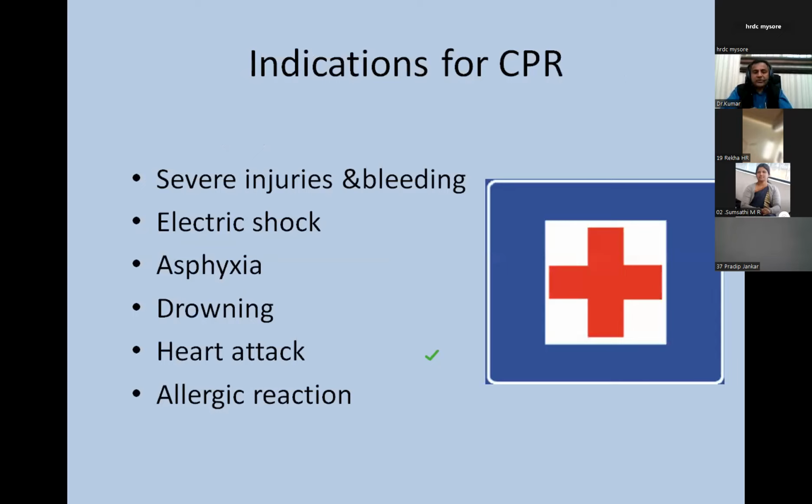Any person who is severely injured, bleeding, unconscious, and not breathing after a road accident, a building collapse, or an earthquake requires CPR. A person who is not conscious and not breathing after an electric shock requires CPR. Asphyxia in case of fire, when there is a lot of smoke around, requires CPR. Drowning in water requires CPR.